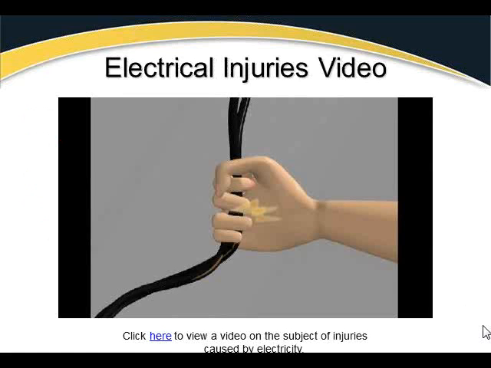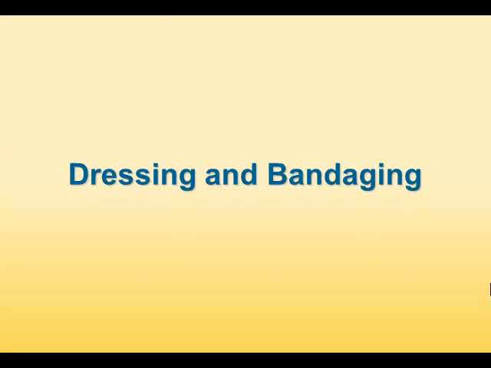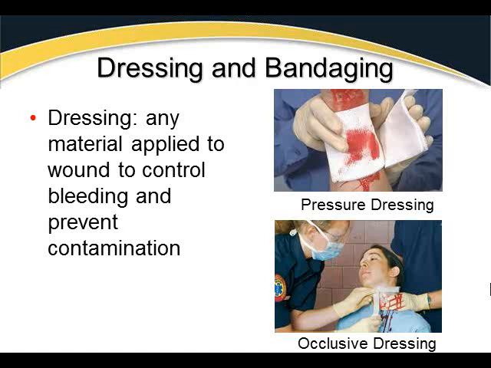Video on electrical injuries. So, dressing and bandaging. A dressing, again, is the material that's applied to the wound itself to prevent bleeding and prevent contamination. They're showing a pressure dressing in this picture. That is not a pressure dressing. They're simply trying to do direct pressure with that.